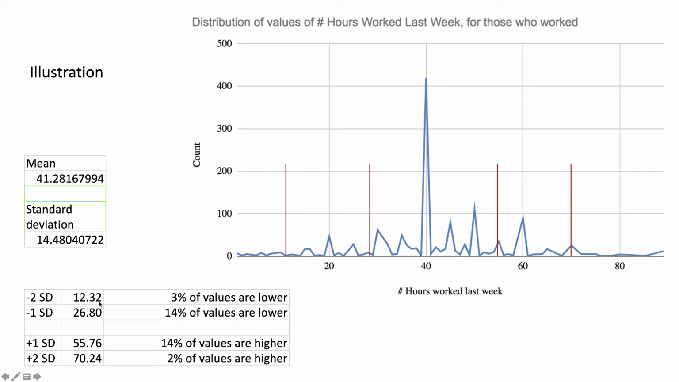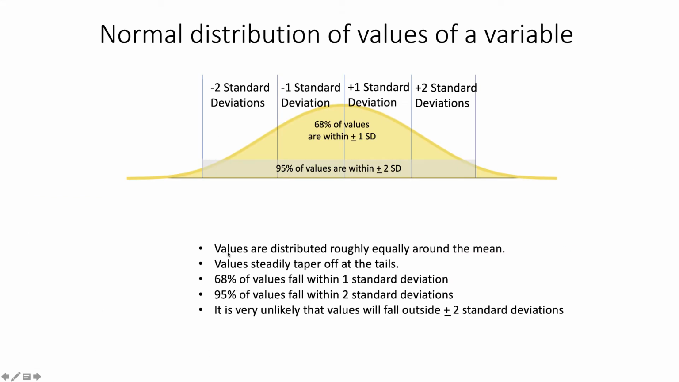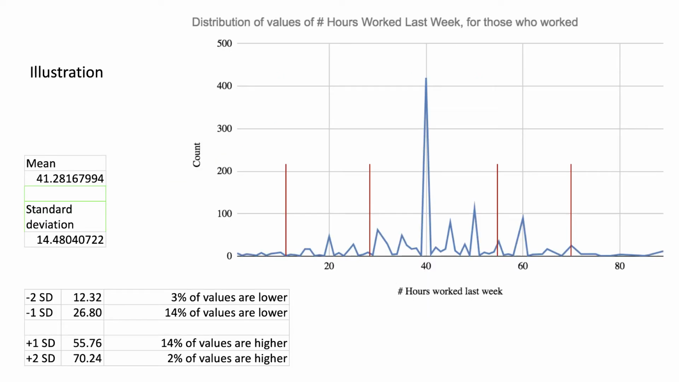And I'm going to go back to the little chart here. In fact, the distribution of those values for hours worked aligns pretty well with what we would see with a normal distribution. So that when I talk about a normal distribution, that's what I'm talking about. And the important observation is that values more than 2 standard deviations away are very unlikely to occur.